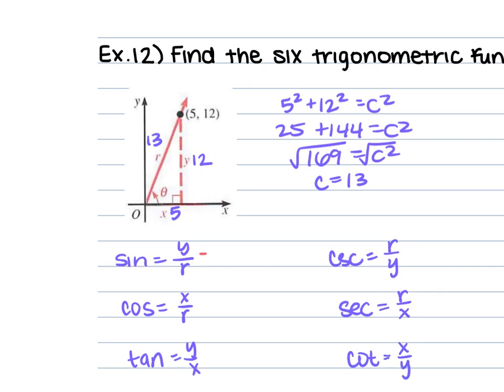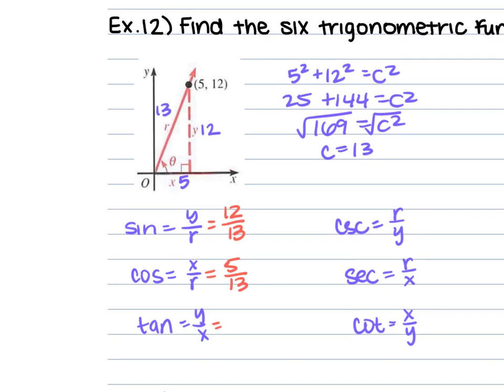So plug in these values. Y, we said, was 12. R is 13. Cosine, x over r, x is 5. R is 13. Tangent, y over x, y is 12. X is 5. For cosecant, r over y, r is 13. Y is 12. Secant, r over x, r is 13. X is 5. Cotangent, x over y, x is 5. Y is 12.